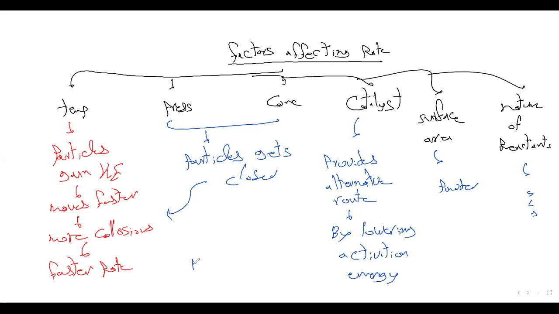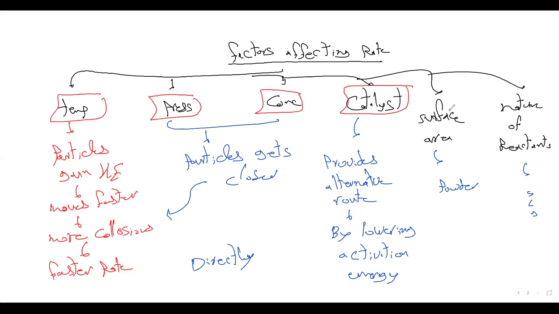All of these factors are directly proportional. By increasing any factor, the rate of reaction increases. So by increasing temperature, pressure, concentration, catalyst, surface area, and nature of reactants, the rate of reaction increases. To be faster rate or slower rate, they change only in the timing.